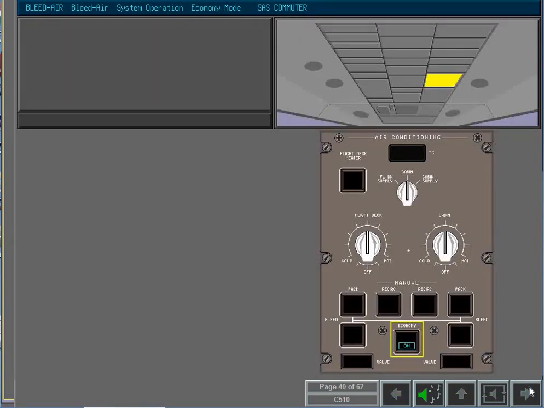Economy mode is selected manually by depressing the economy push button. For reasons of performance, economy mode is activated automatically when takeoff power is selected and both air conditioning packs are operative. Economy mode is also activated automatically if the engine is shut down above 10,000 feet or if a single bleed air source is selected.